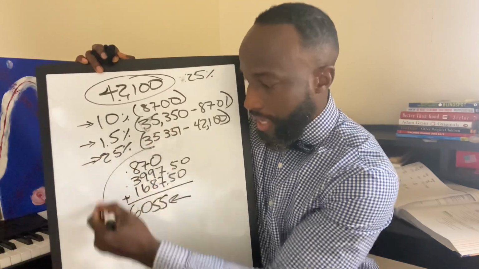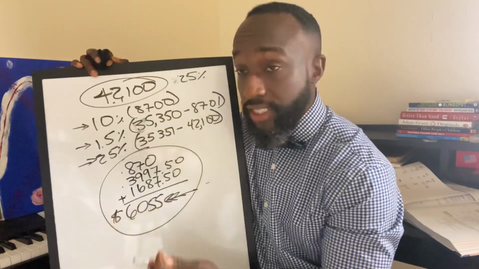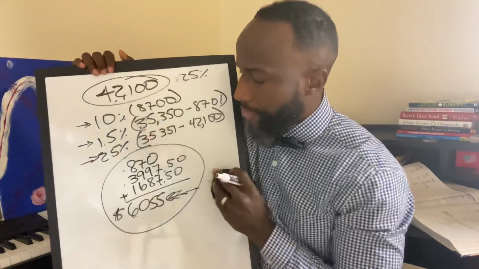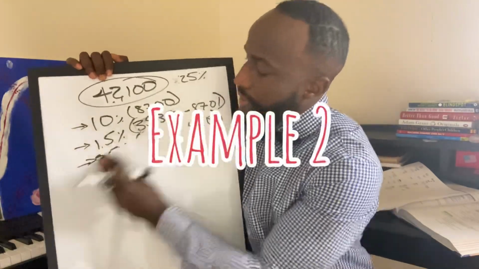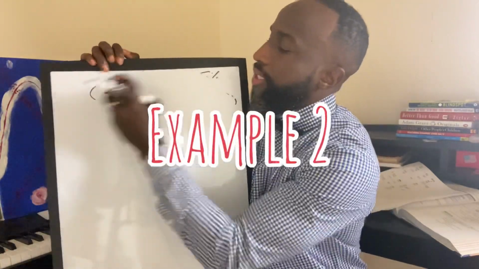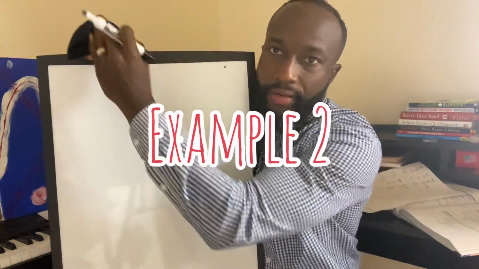Add those together, and then you get how much she owes, right? Let's look at another example, all right? This is going to come from the single fella with the dependent in our homework, right?